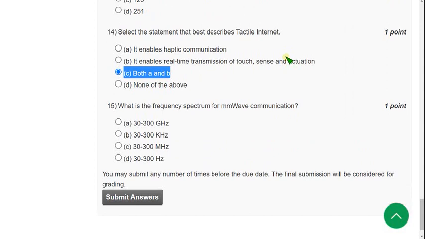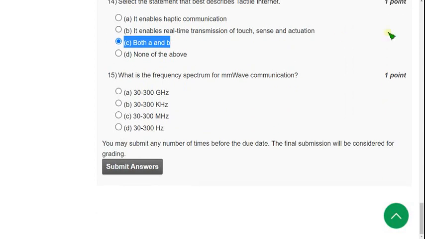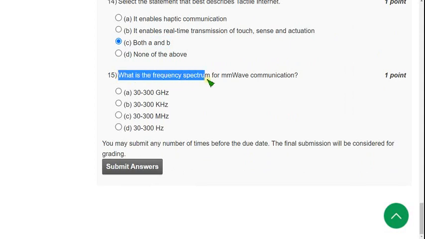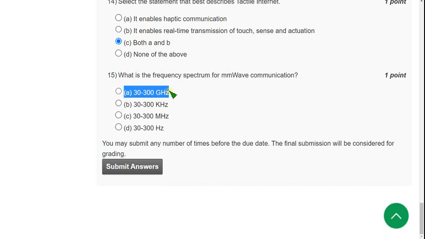So let's finally go to the last question of the assignment. That is the 15th question. What is the frequency spectrum for mmWave communication? This frequency spectrum is option A, 30 to 300 gigahertz. So mark option A as the correct answer for the final, 15th question.